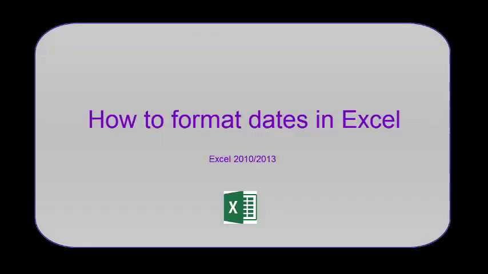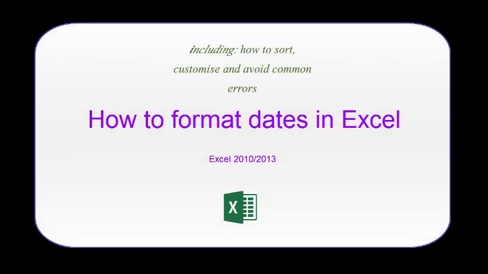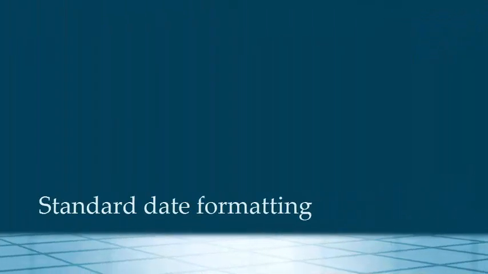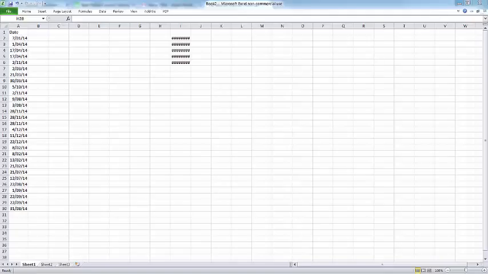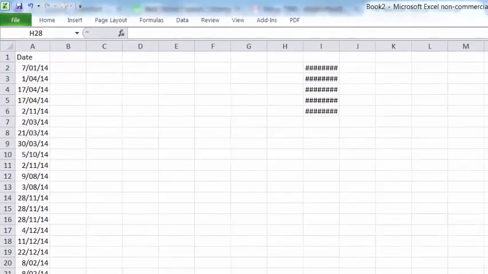Today's class is on how to format dates in Excel, including how to sort, customise and avoid those common errors. Starting with standard date formatting, what I've put on the screen is just standard entry of dates in a list. I'm sure you've seen them a million times before. Bit ordinary, bit dull, but that's the way it is. Normally you just enter the date with a / in between the day, month and the year.